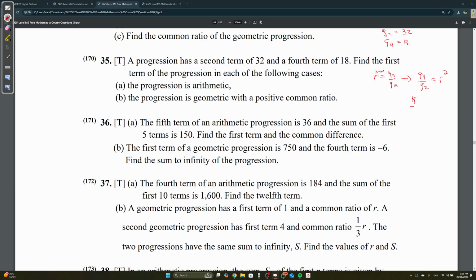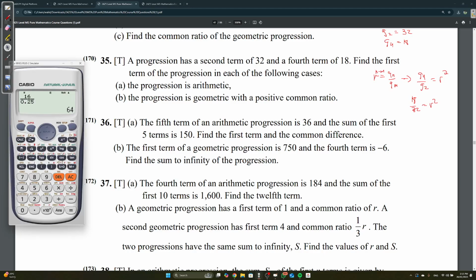So 18 over 32 is equal to r squared, knowing that the ratio is positive, so we're going to do square root and get the positive answer only. So square root 18 over 32. You can divide by 2 up and down. You're going to get 9 over 16 and then square root. Anyway, ignore that. r is equal to 3 over 4.